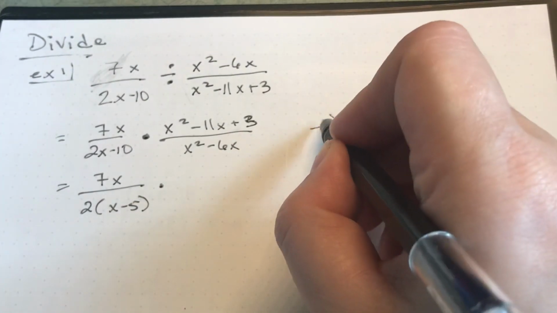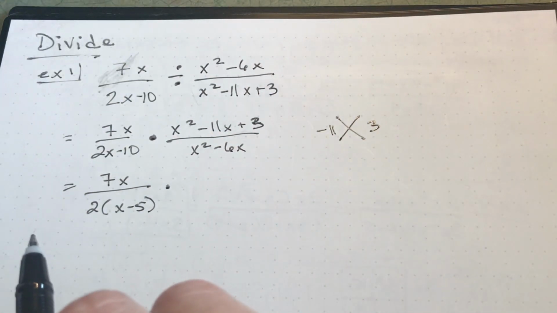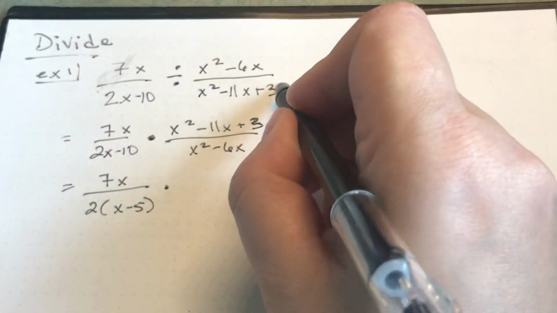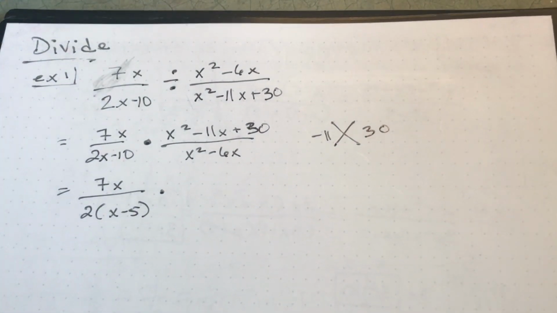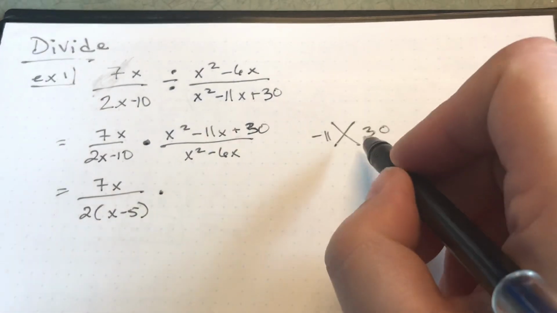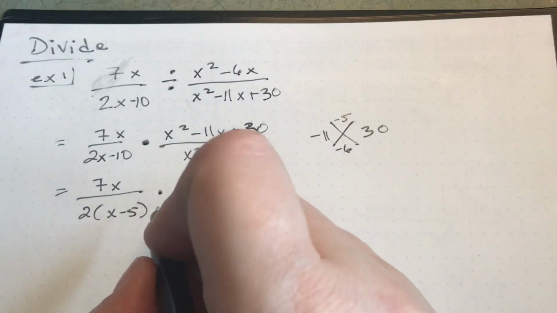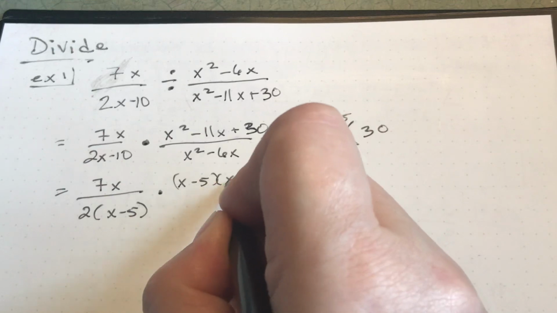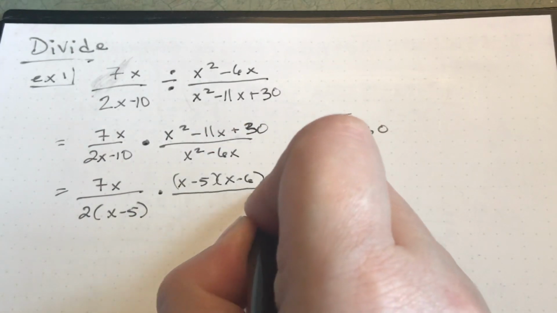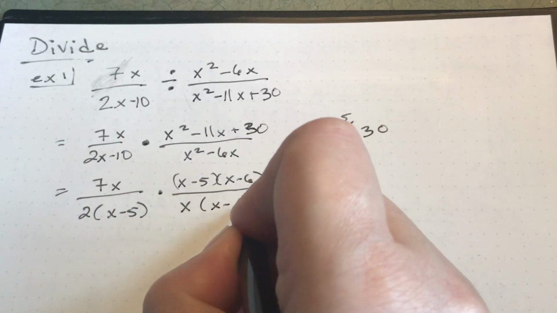This, let's make our diamond, negative 11 and 3. Oh, I wrote this wrong. Huh, look at that, it's 30. Sorry about that. Okay, so then we have negative 5 and negative 6. So this is going to be x minus 5 times x minus 6. And then down here I can factor an x out of both of these, so x times x minus 6.